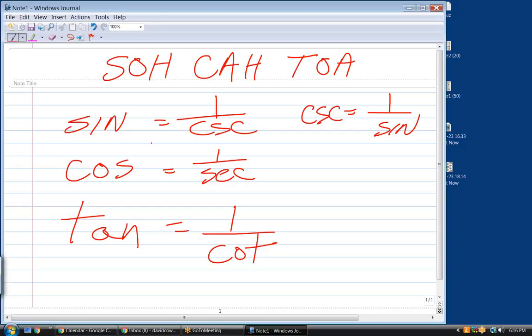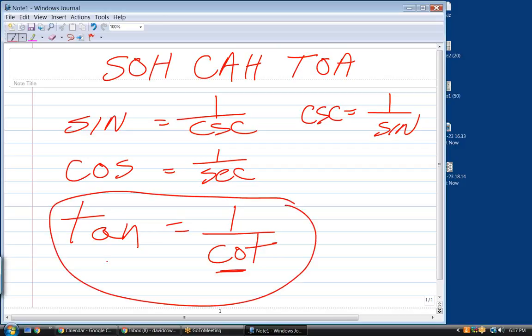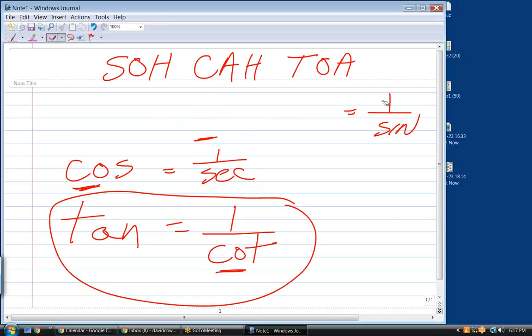Notice that one way to memorize this is there's exactly one co in each pair. There's the co for that pair, there's the co for that pair, and there's the co for that pair. So you would never accidentally mix up sine being the reciprocal of secant because there's no co there. Right. All right.